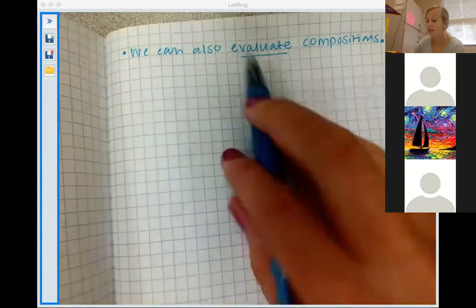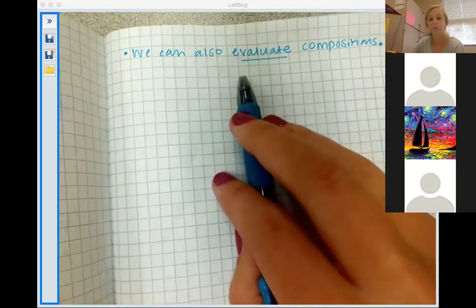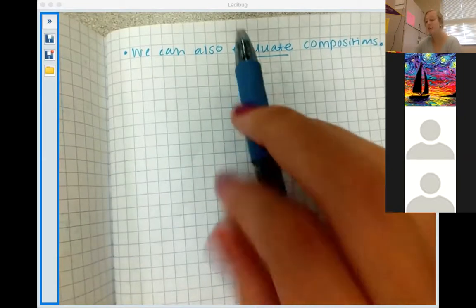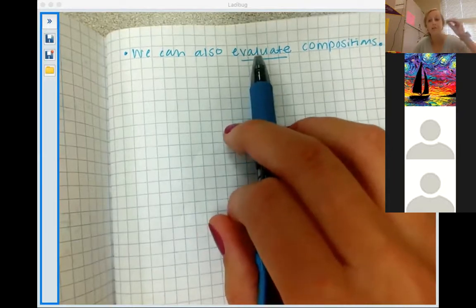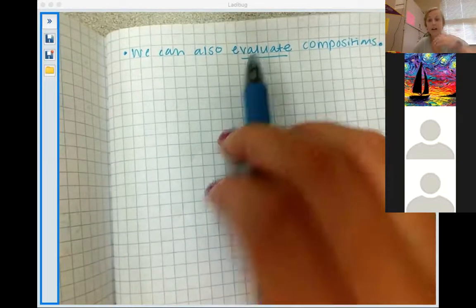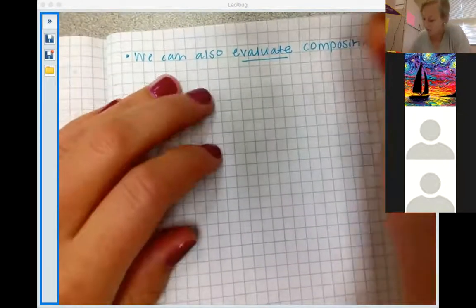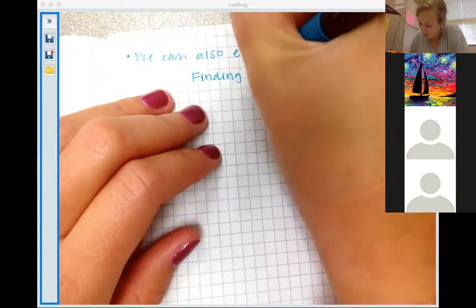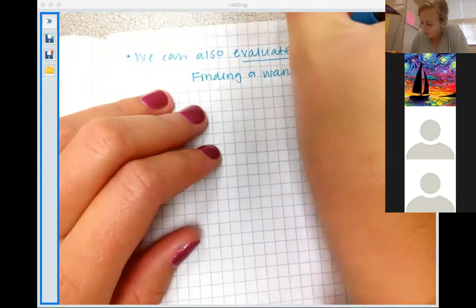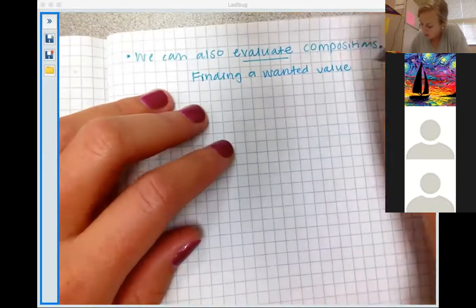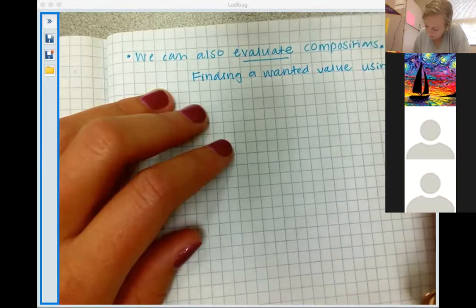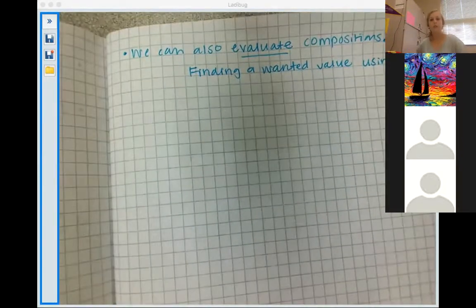What word do y'all see in evaluate? Value. Good, Kelly. So when we evaluate, we're literally finding the value, all right? So evaluating just means finding a wanted value using a given input. So I should give you an input for all of these.